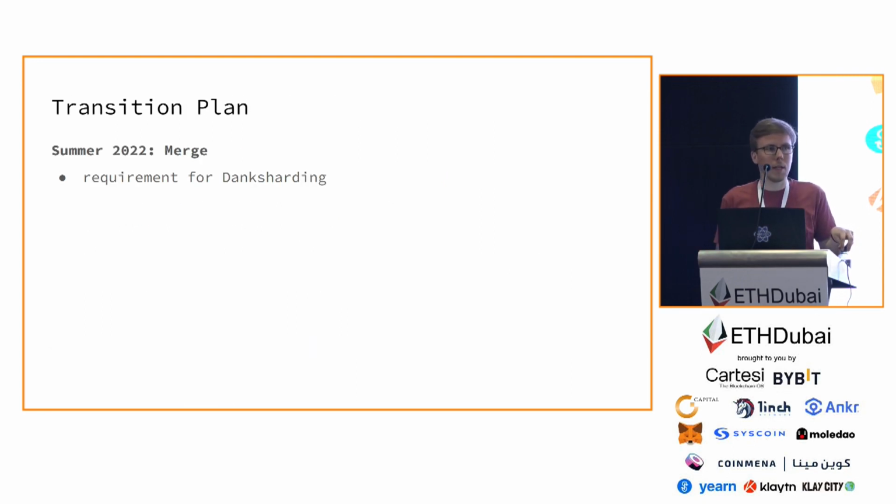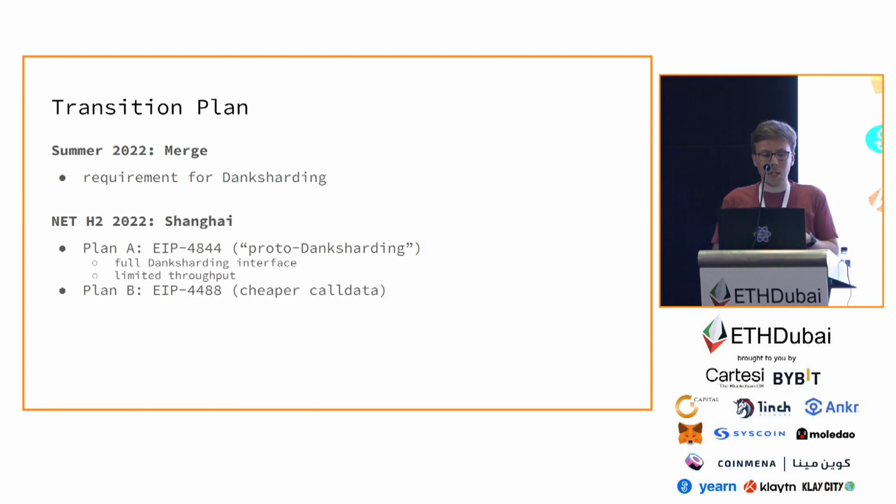So what's the transition plan here? Of course, next up is the merge. That's a preparatory step in terms of scaling, and of course there are a lot of other nice benefits. Then, as I was saying, at the earliest, at the end of the year, we'll have the Shanghai fork. Ideally, there's the EIP that Proto talked about, proto-danksharding, EIP-4844, that would already give us a lot of the benefits of sharding, just not the full throughput yet.